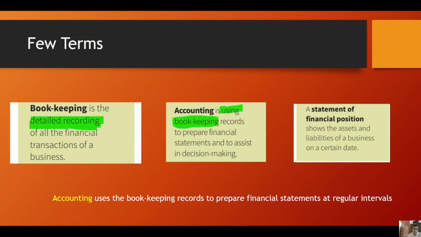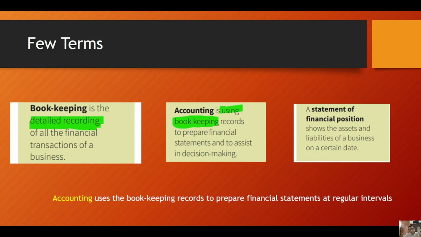a transaction statement is different. Okay, and accounting is using bookkeeping records to prepare financial statements that assist in decision making. Basically, it revolves around decision making and making financial statements from the bookkeeping. For example, bookkeeping provides the raw data, and accounting is the analysis of the raw data for decisions. And a financial statement is a kind of analysis of the raw data that is in the bookkeeping.